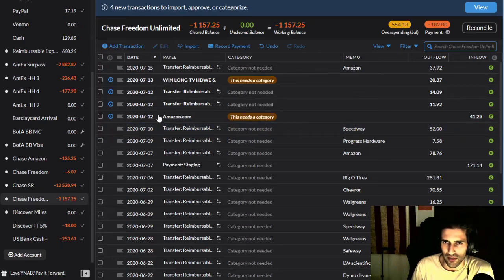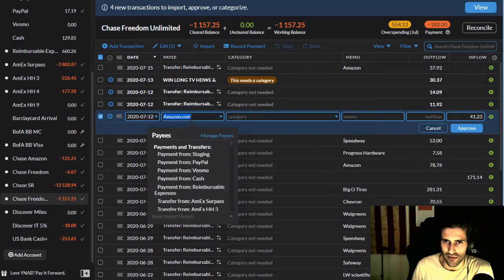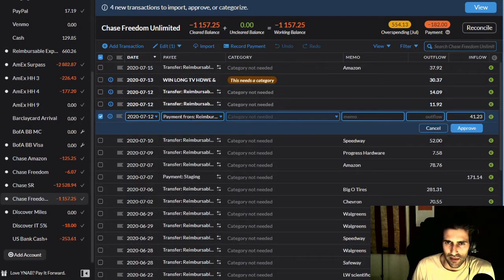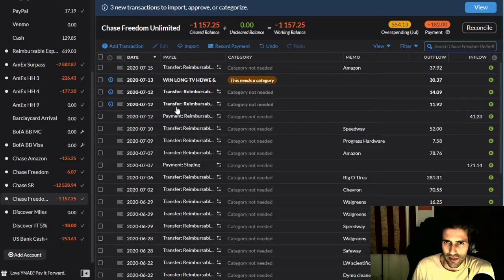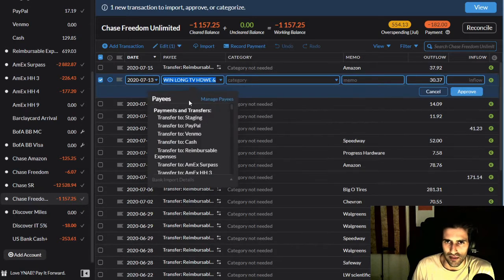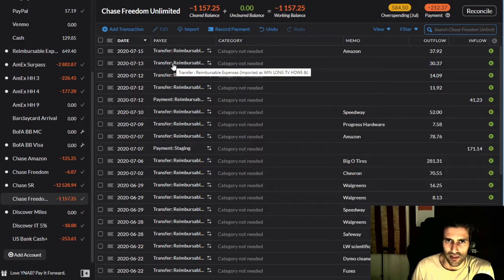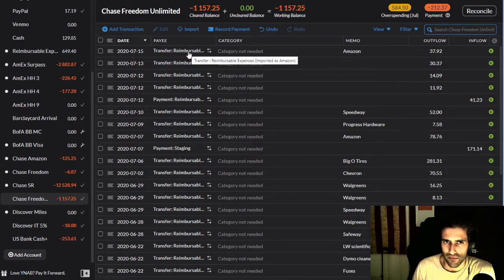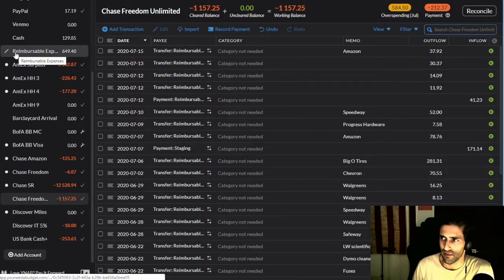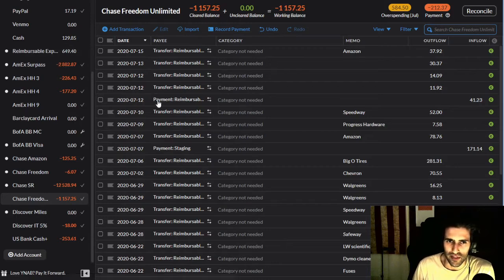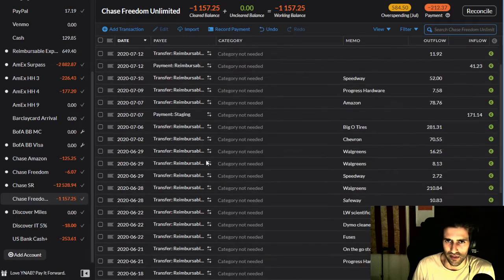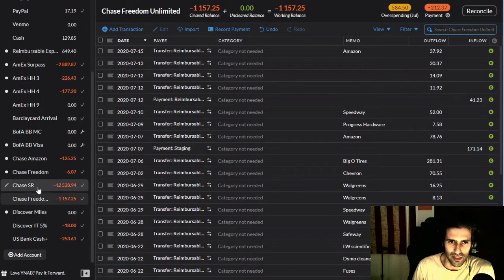This is a refund as well. So this is a payment from the reimbursable category. Okay, this is also a transfer from there. And this as well is also a transfer from there. So pretty much everything on here is a transfer into the reimbursable expense account. I literally have not been using this card for anything else other than work transactions.